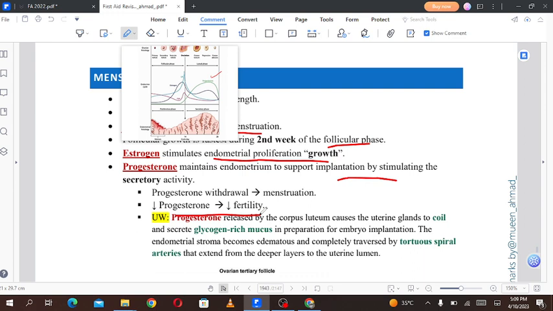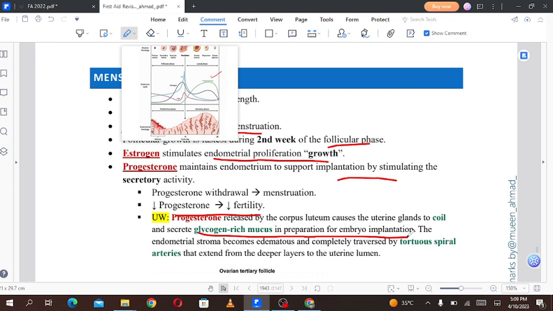A UWorld point: progesterone released by the corpus luteum causes the uterine glands to coil and secrete glycogen-rich mucus in preparation for embryo implantation. The endometrial stroma becomes edematous and completely traversed by the tortuous spiral arteries that extend from the deeper layer of the uterine lumen. This is very important for your Step exam, because they will tell you about glycogen-rich or maybe thick mucus.